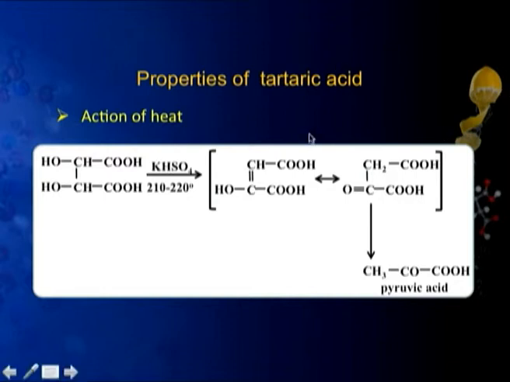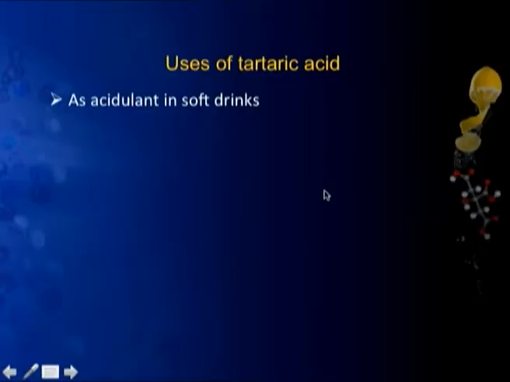So, on heating tartaric acid at very high temperature in the range of about 300 degrees Celsius, or with potassium hydrogen sulfate at about 210 degrees Celsius, we get the same product, that is pyruvic acid. Then its uses. Tartaric acid is used as acidulant in soft drinks.